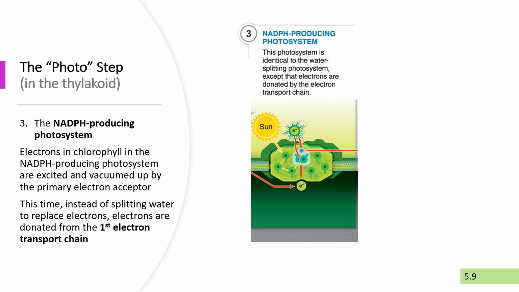However, just like before, we need to replace those lost electrons. This time, we don't need to split more water molecules. Instead, we borrow some replacement electrons from that first electron transport chain.